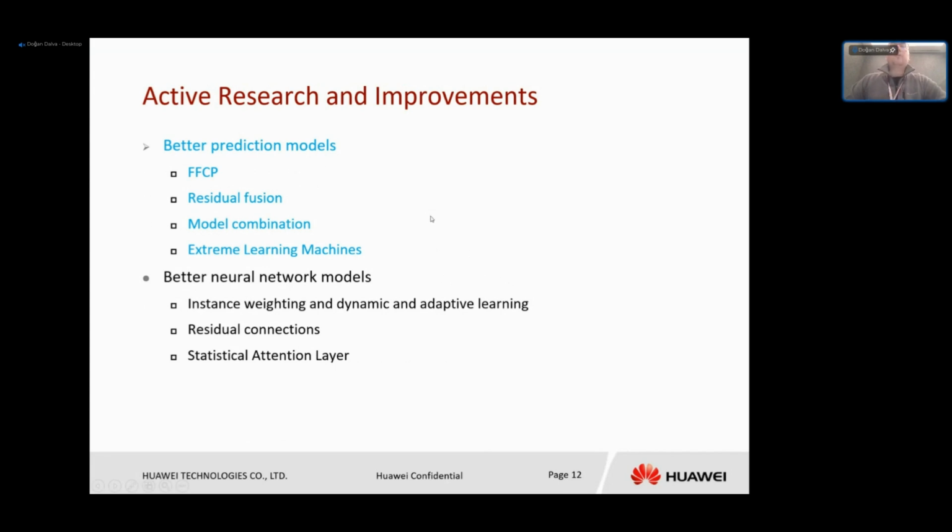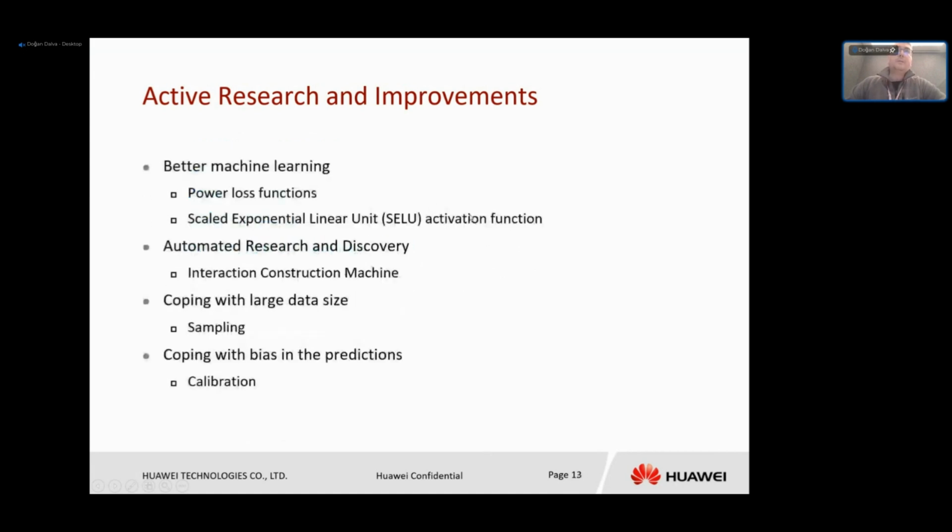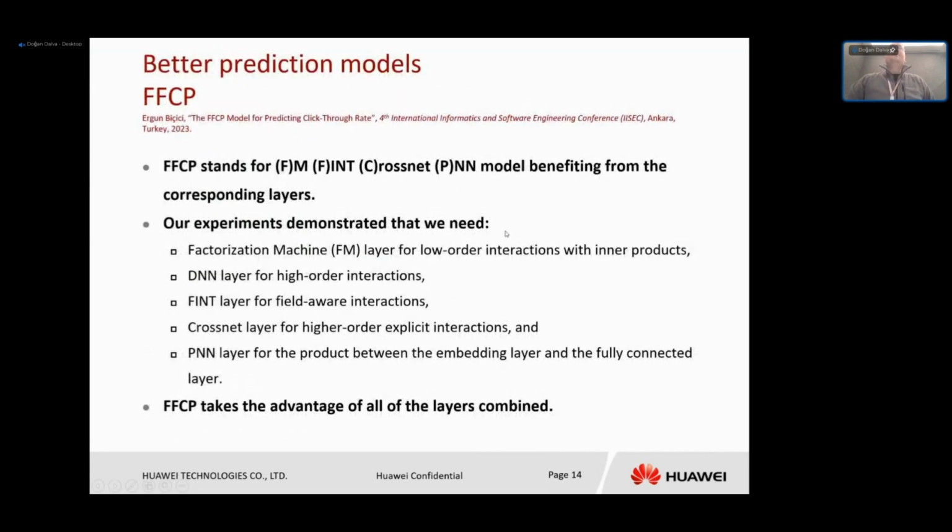Then I'll talk about better neural network models, how we improve the neural network performance. Then some techniques for better machine learning, and a technique for automated research and discovery, how we can build fast models for a given task, and how we cope with large data set size, and how we cope with the bias in the predictions.